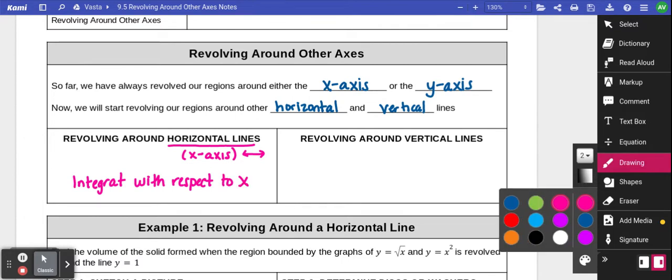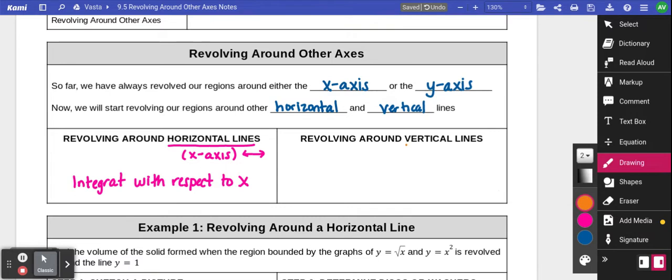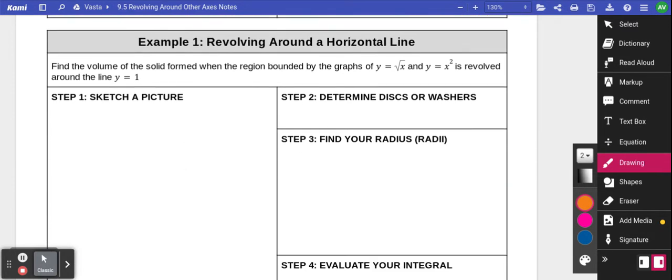Now, anytime we're revolving around a vertical line on the graph, which is similar to the y-axis, a line that's up and down, we are always going to integrate with respect to y. So I always remember that because if the line we're revolving around looks horizontal, like the x-axis, we use x for our integral. And if it's vertical, like the y-axis, we integrate with respect to y.